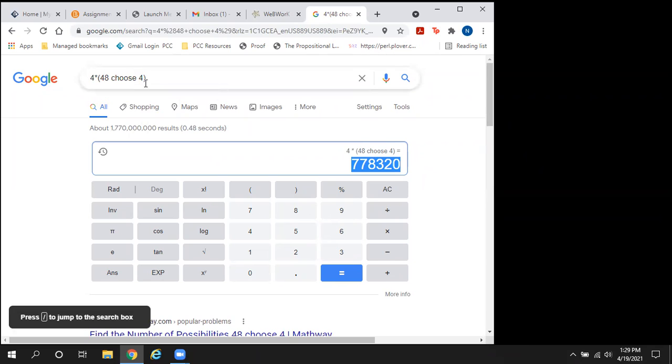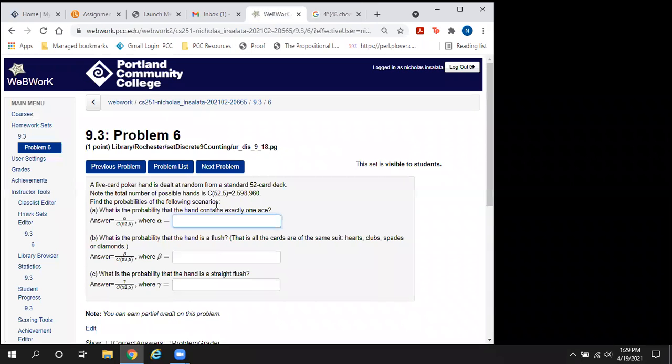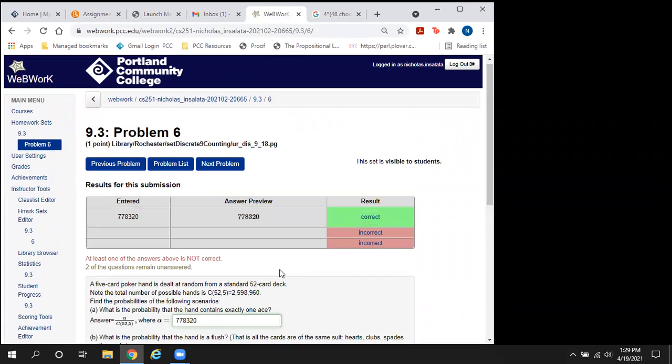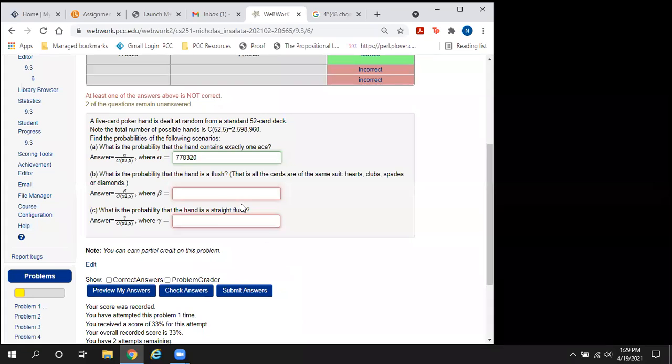So for Google, the choose notation is just the first number and then the word choose and then the second number, right? That's the notation Google wants there. Okay, so let's see if that worked. Yep, looks good. Okay, so let's try B and C.